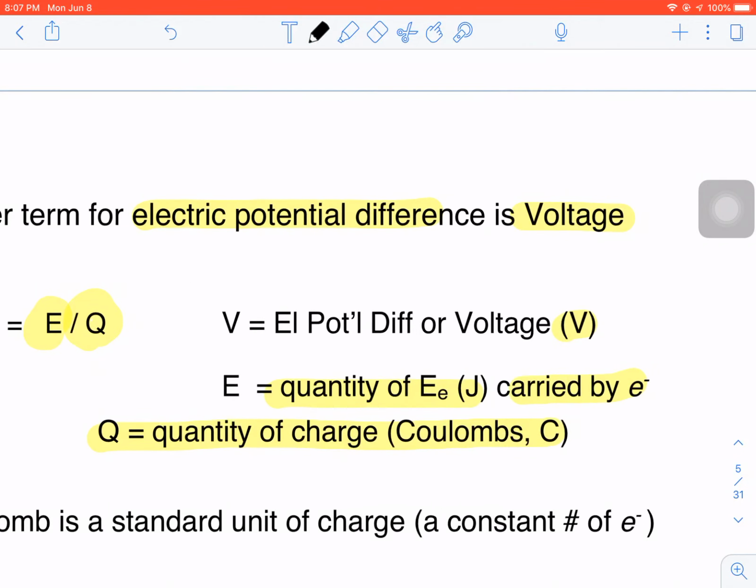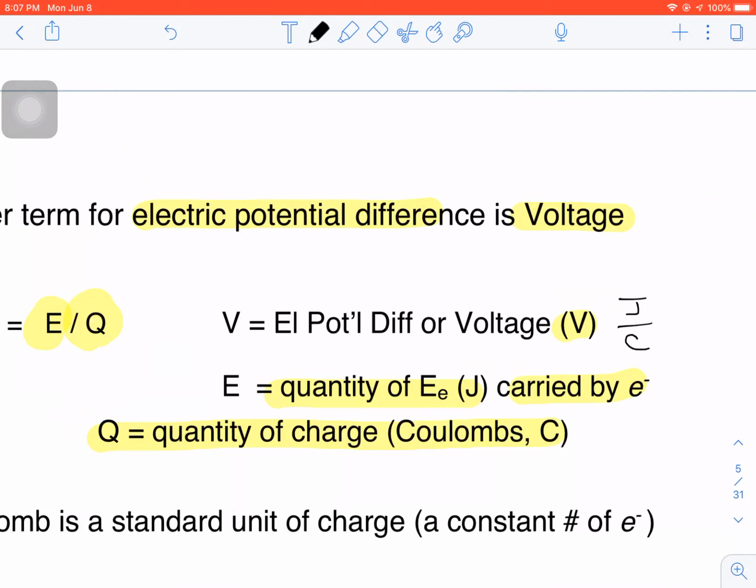It's going to be measured in joules per coulomb because I'm measuring joules divided by coulombs here, and joules per coulomb are called volts. So if I've got electrons that are 1.5 volts, that means a coulomb of electrons has 1.5 joules of energy. If I have electrons that are 9 volts, a coulomb of electrons carries 9 joules of energy.